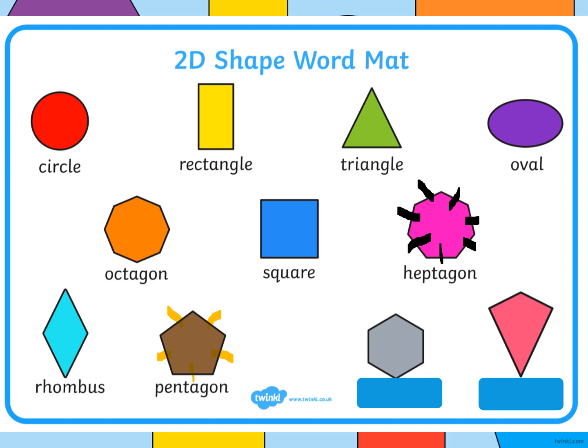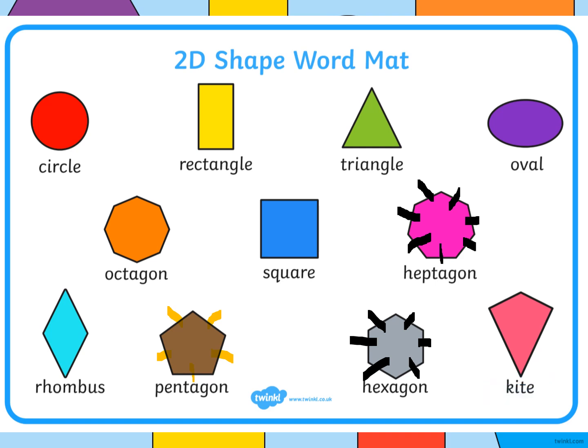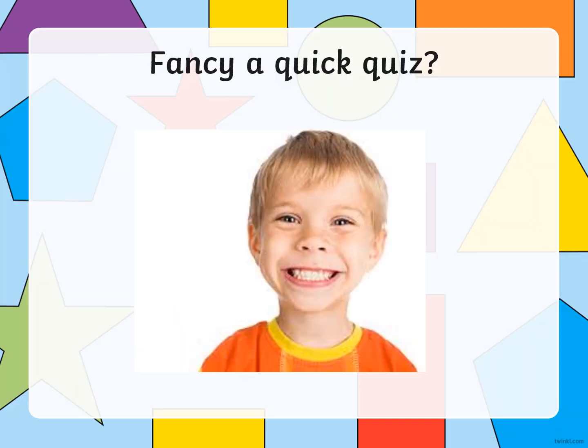Oh, I think this one must have 6 sides, because we've had a 7-sided, we've had an 8-sided, we've had a 5-sided. Let's count the sides. 1, 2, 3, 4, 5, 6. 6. Yep, it's got the x, so it must be a hexagon. A hexagon. Oh my goodness me. What is this shape? Does anyone know the name of this shape?